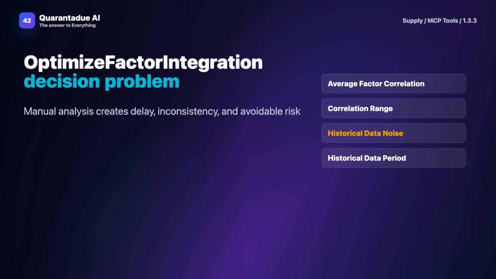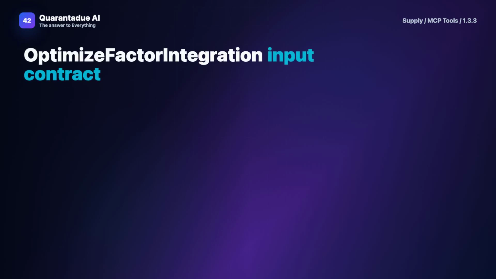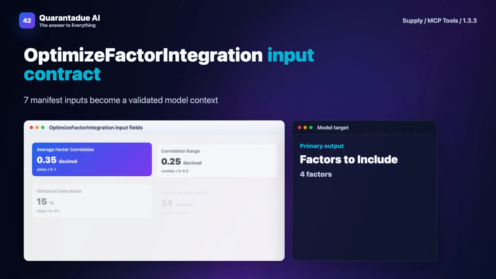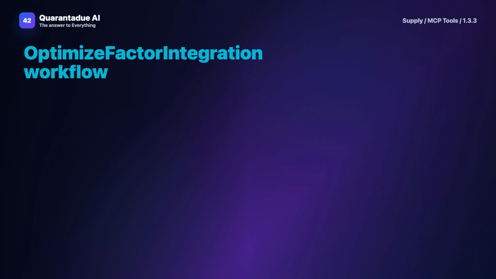time. Optimize factor integration starts with a defined input contract. Typical inputs include average factor correlation, correlation range, historical data noise, historical data period, and potential factor count. Keeping these fields explicit reduces ambiguity and makes every run easier to audit.